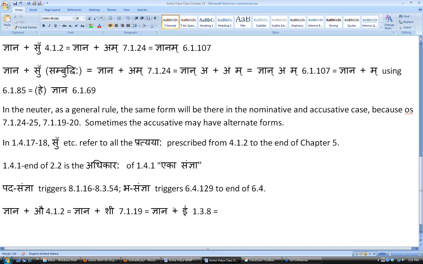So we got the bhasanya. Now jnana gets bhasanya. This jnana has bhasanya. Now there is a sutram in this bhasya adhikara which would have created a problem for us right now.